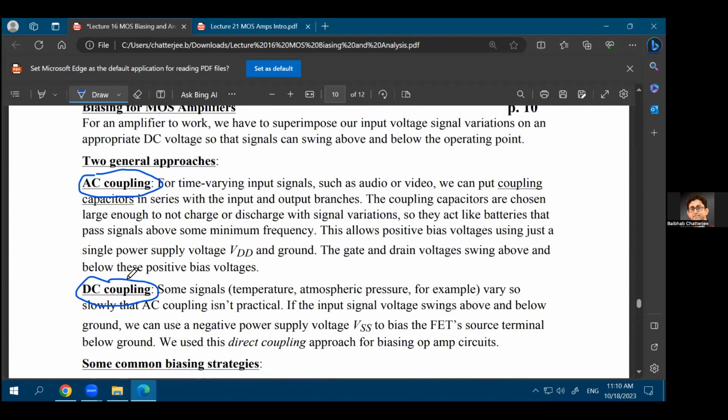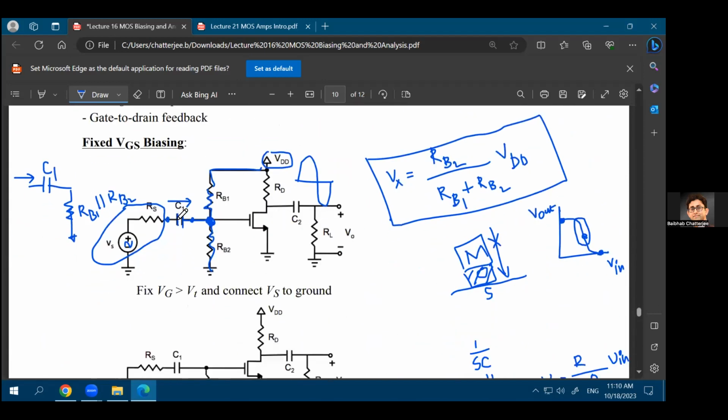What is DC coupling? DC coupling is that you do not have this capacitance at all. Let's just assume that you do not have this capacitance. So in that case, you have an AC coming in from the left-hand side. But because you do not have this capacitance anymore, there's no point trying to bias the DC of the gate of the MOSFET using these resistances, because this network will not work.